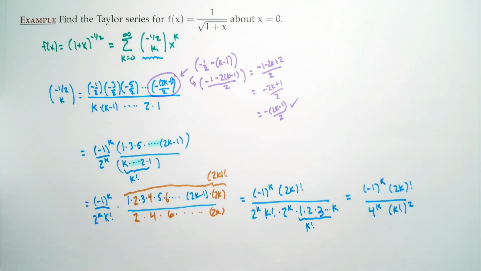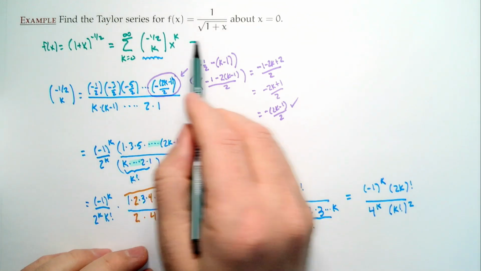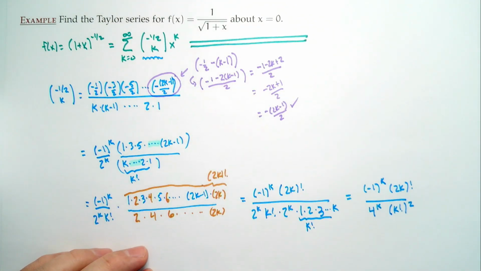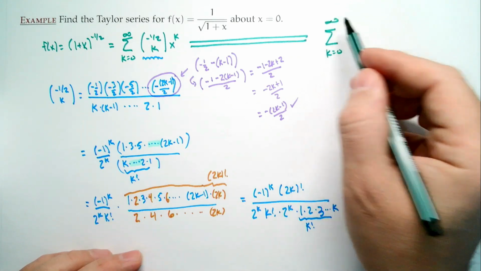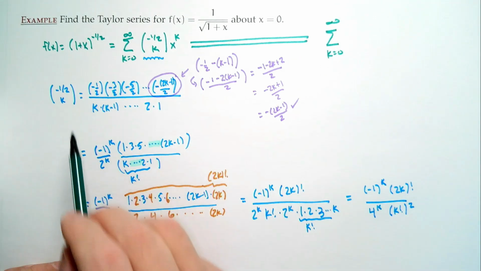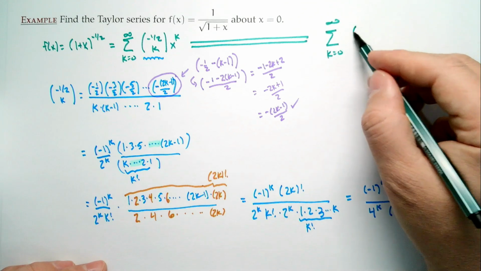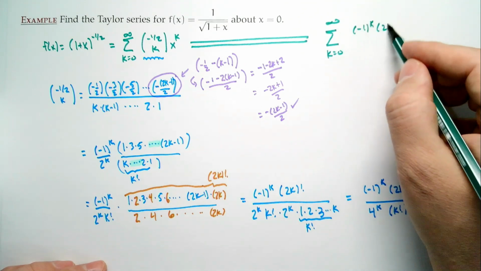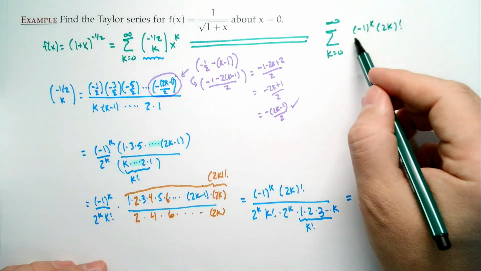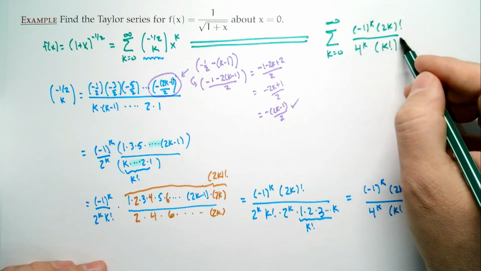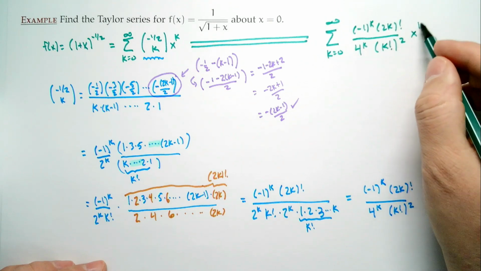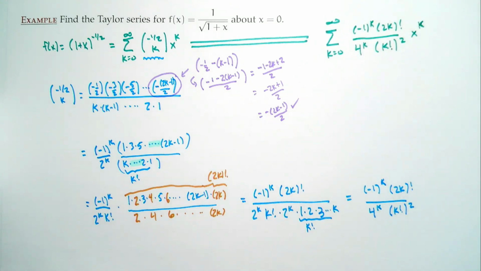So, returning back to our original problem, that's equal to the summation, k equals 0 to infinity. And now we have a nice form. Minus the half choose k is minus 1 to the k, 2k factorial, divided by 4 to the k times k factorial squared, and then there's an x to the k power. Ta-da! Wow, that's beautiful.